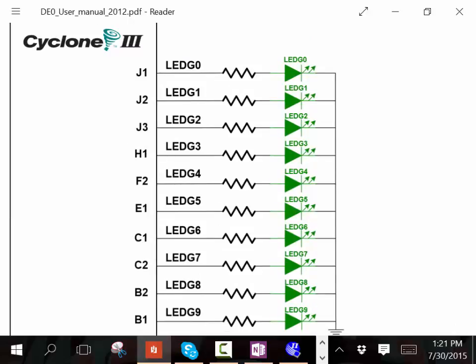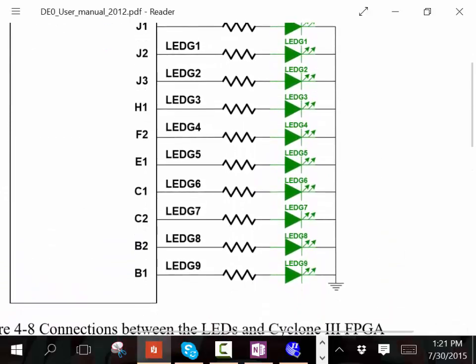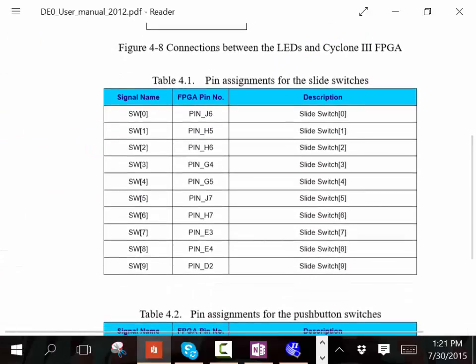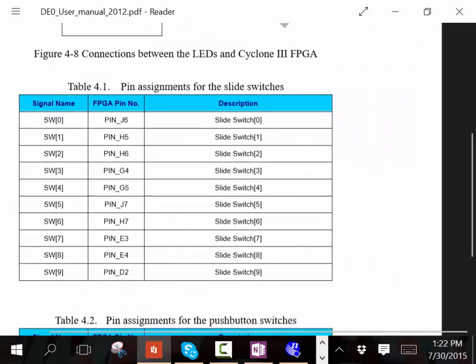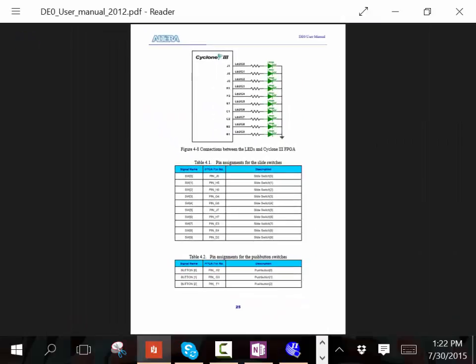I've got 10 green LEDs right there. This also gives my pin out. And I've got some push buttons that I can use. So I've got all my inputs and my outputs specified on the board. I'm only using these switches and these LEDs for right now, and those are tied directly to this chip right here.